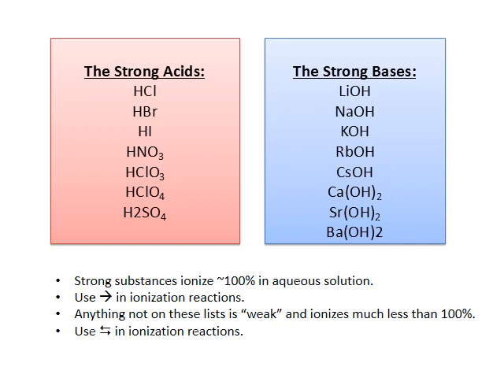Anything that's not on these lists, so for instance, ammonia is not on the strong base list. If we were showing the ionization of ammonia in water, we would use a double-ended arrow indicating that the ionization is less than 100%.